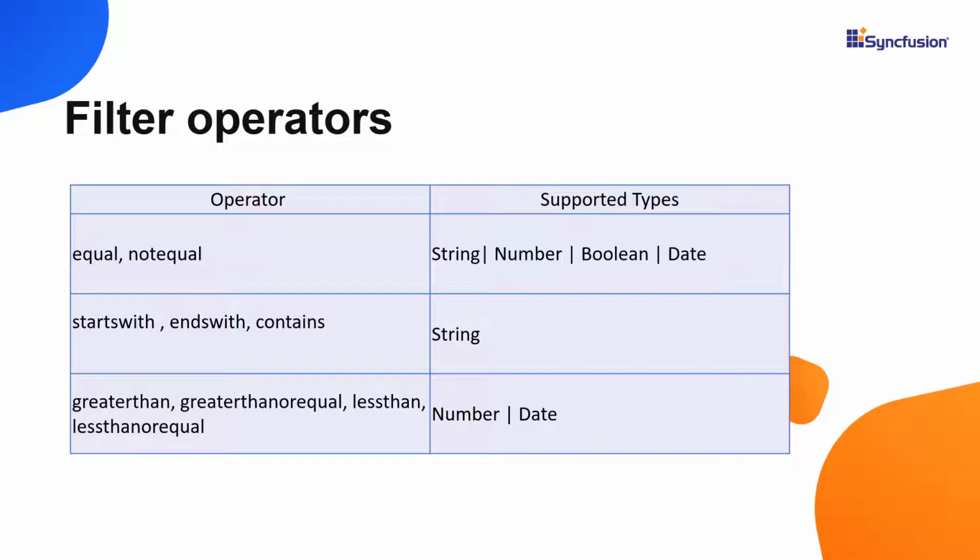Now, I'll show you the different filter operators. The default operator value to filter a column is equal. The operators equal and not equal support string, number, boolean, and date types. The operators starts with, ends with, and contains support string type. The operators greater than or equal, less than and less than or equal support number and date types. I have linked the relevant document in the description for your reference.